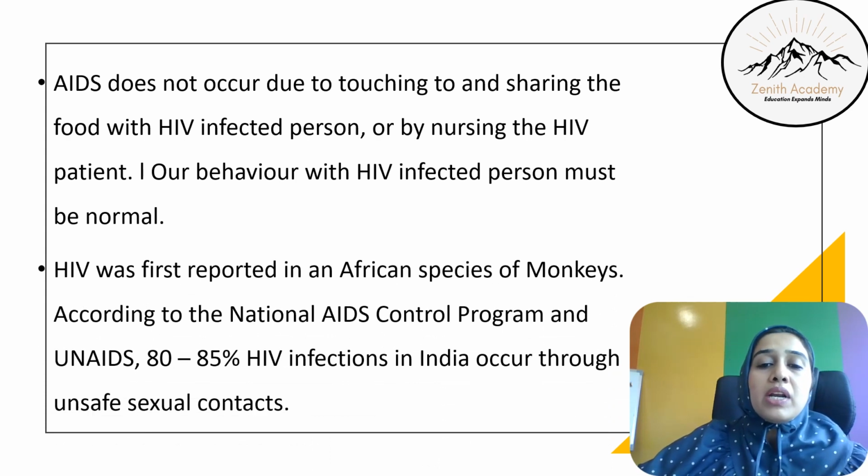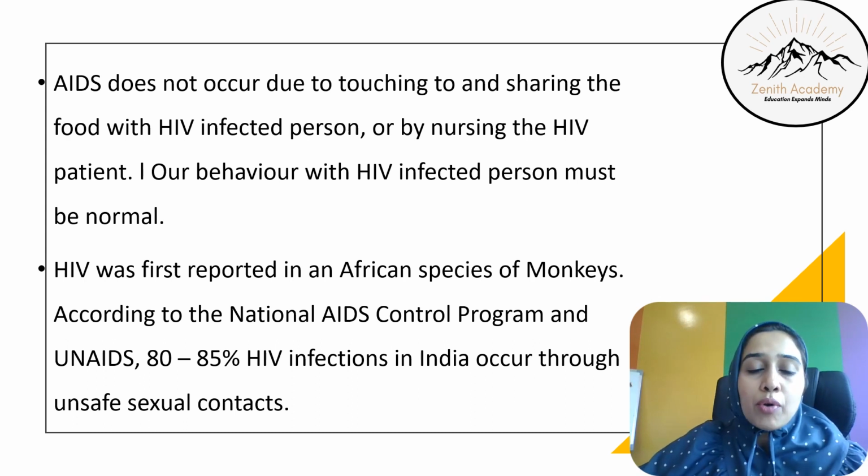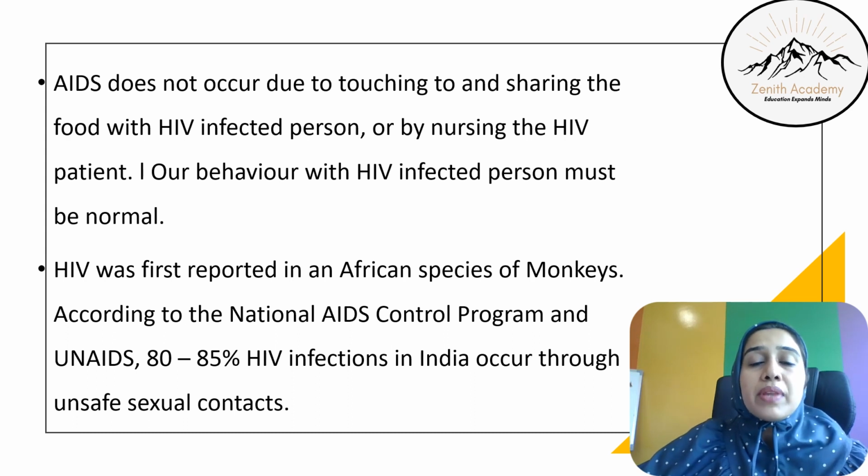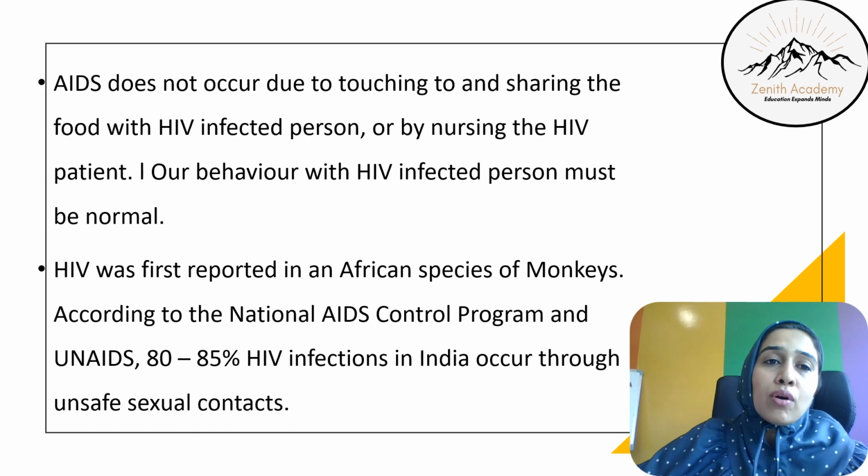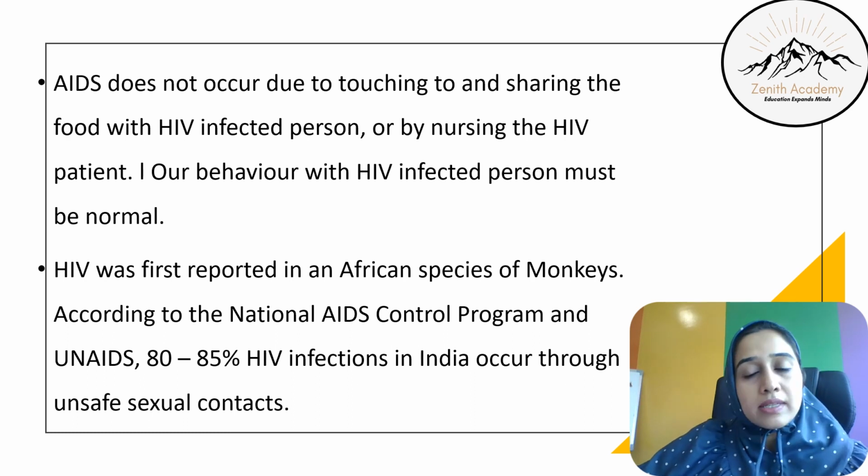HIV was first reported in African species of monkeys, according to the National AIDS Control Program and UNAIDS. 80 to 85% of HIV infections in India occur through unsafe sexual contacts. We are well aware of what sexual contacts are, but if we do not take proper precautions while having sexual contacts with those who are infected with AIDS, there are high chances that we might also get infected with this disease.